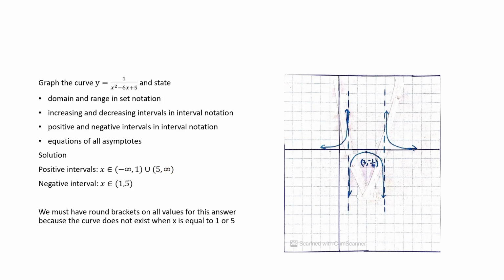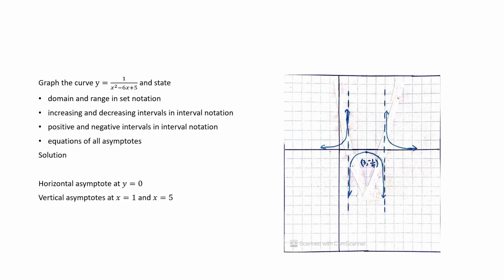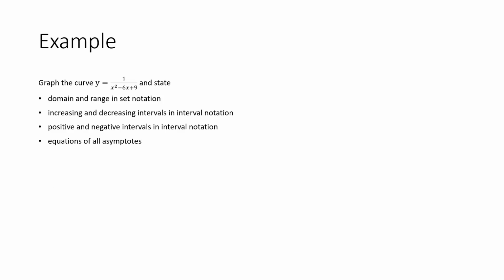Now you have a positive interval on the upper left and on the upper right. So as x goes from negative infinity to 1 or from 5 to infinity, you're in a positive interval. You only have one negative interval, which is from 1 to 5. That's the lower part. And we have a horizontal asymptote at y equals 0 and vertical asymptotes at x equals 1 and x equals 5.